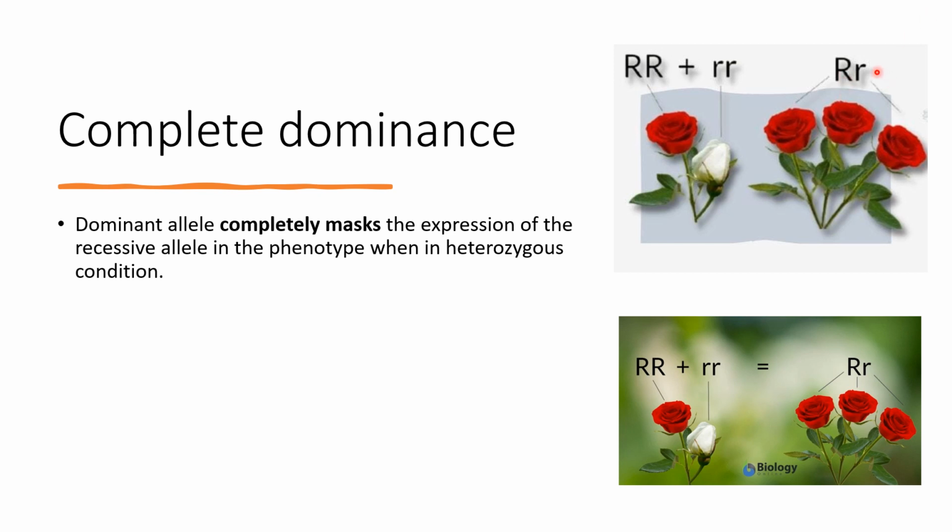And remember that the recessive allele is only expressed in a homozygous condition. Here it's a heterozygous condition, so the dominant allele is going to completely mask the expression of the recessive allele. That's why you have all red flowers. If you had a homozygous condition, that's when you would have the white one. So basically in complete dominance, you have a dominant allele and a recessive allele, and the dominant allele will completely mask the expression of the recessive allele when in a heterozygous condition, okay? So let's move on.